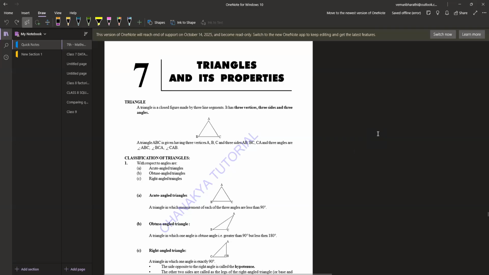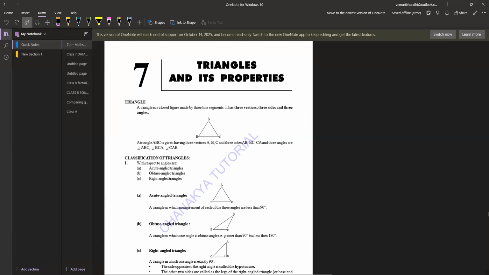Are rectangle and square also quadrilaterals? Yes, square and rectangle too, because those are also four-sided figures. Okay, we are going with triangles anyway. Let's come back to the part.